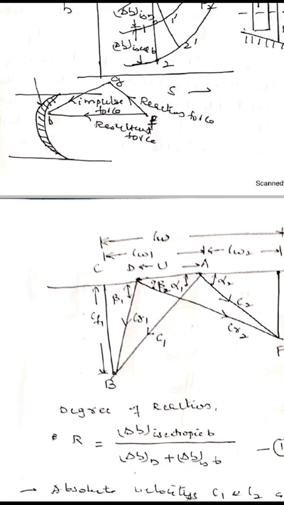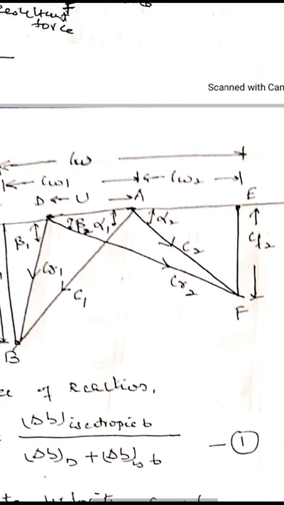Then some assumptions we have made. For each stage consisting of a fixed blade and a moving blade, C1 and C2 values and CR1 and CR2 values are the same. Then, since there is a drop in pressure and gain in kinetic energy while moving over the moving blades, CR2 is greater than CR1. Then one more point is the velocity of steam leaving the moving blades is C2.